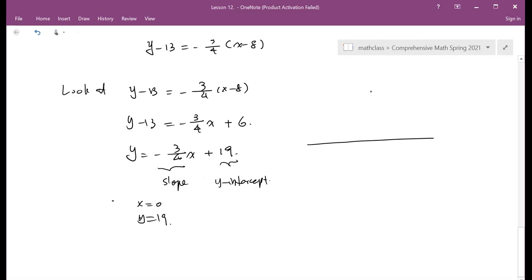So you can get an additional point, and if this is 8 and 13, and the slope is negative, so that intersection point will be 19. You can also get an x-intercept, and then you have to solve the equation. You set y to be 0.